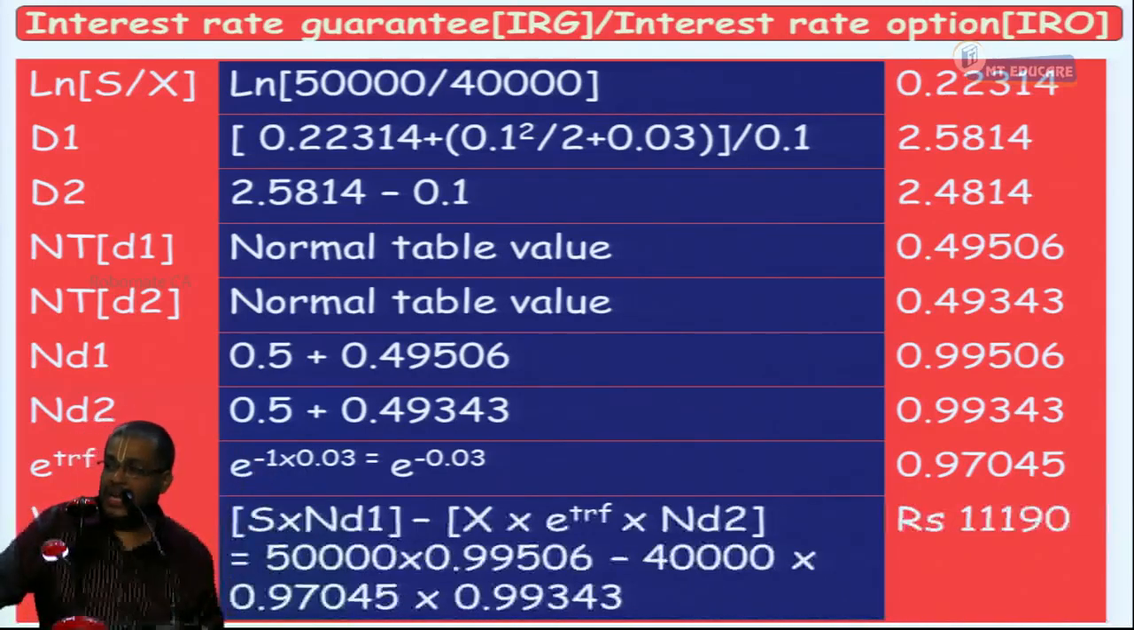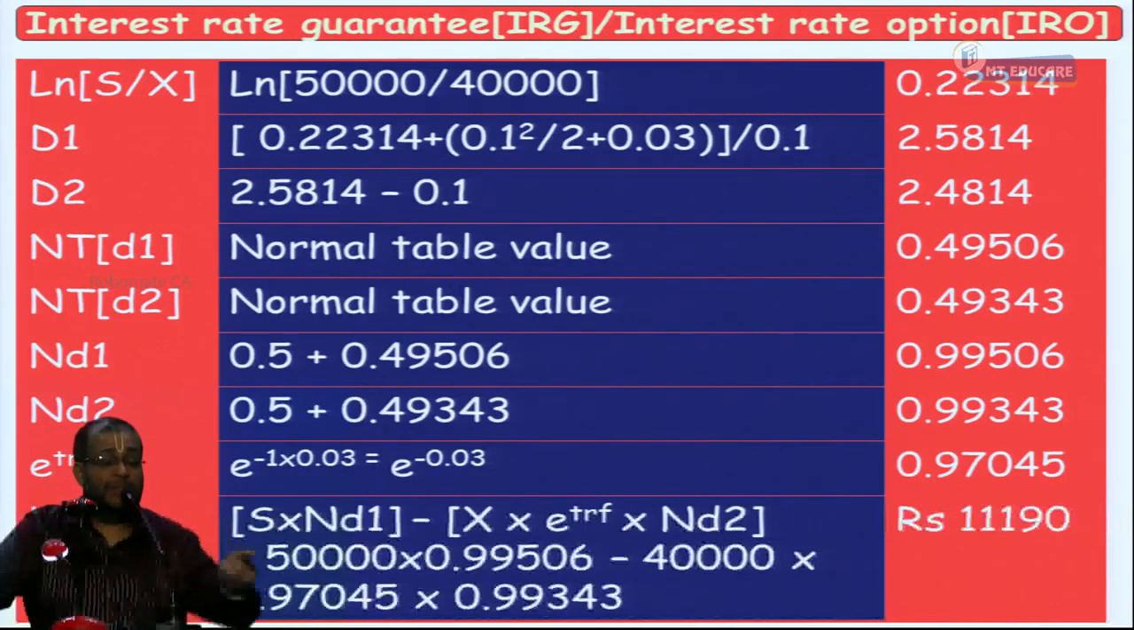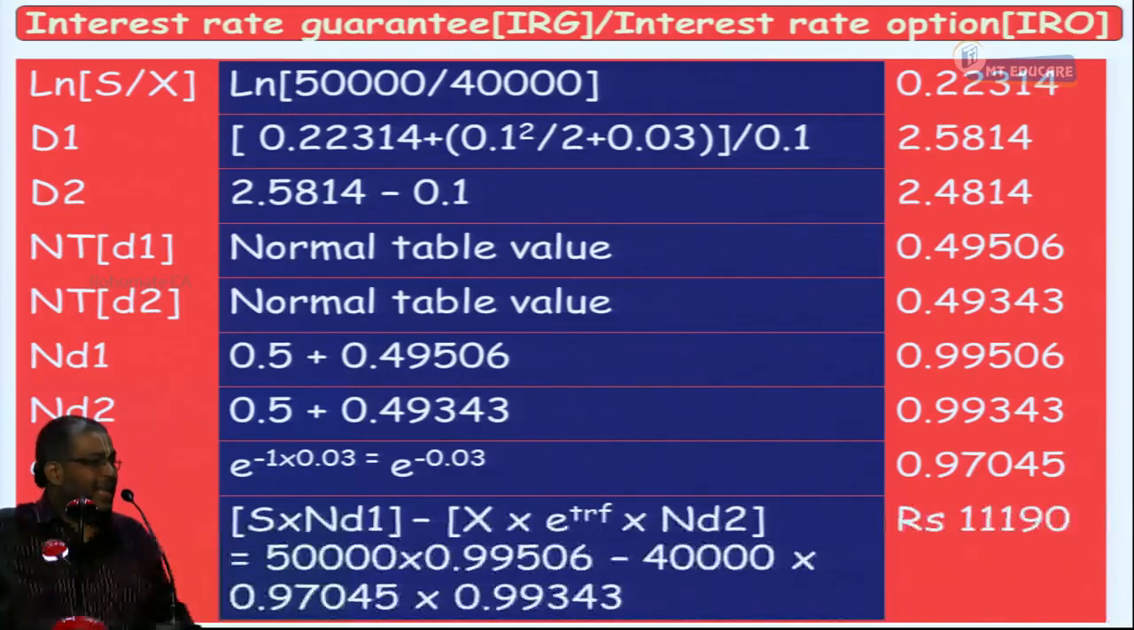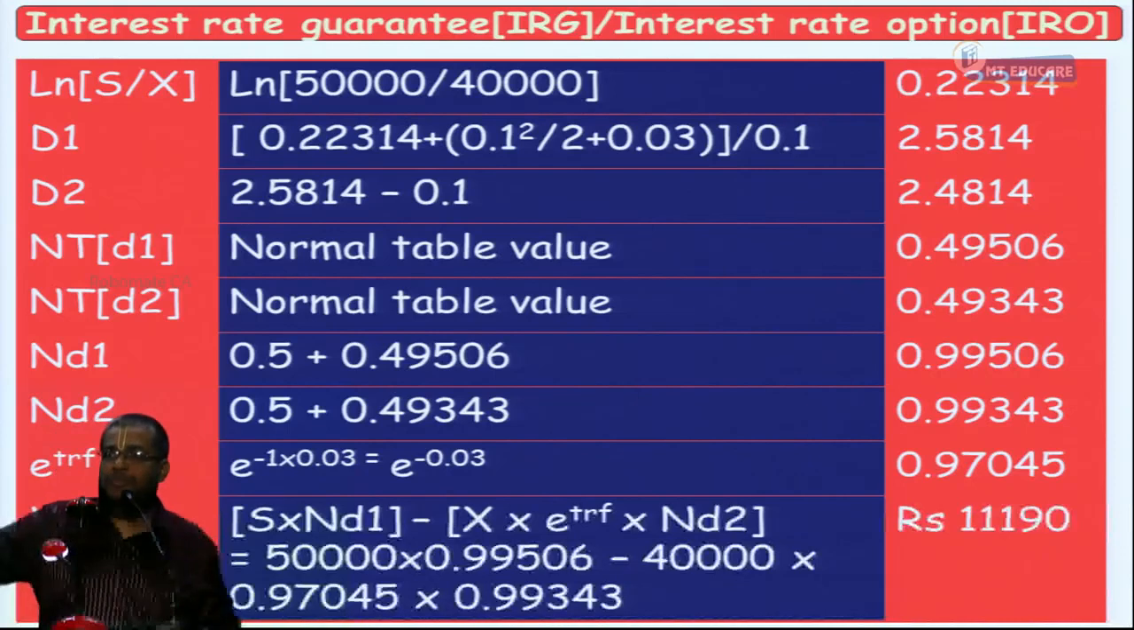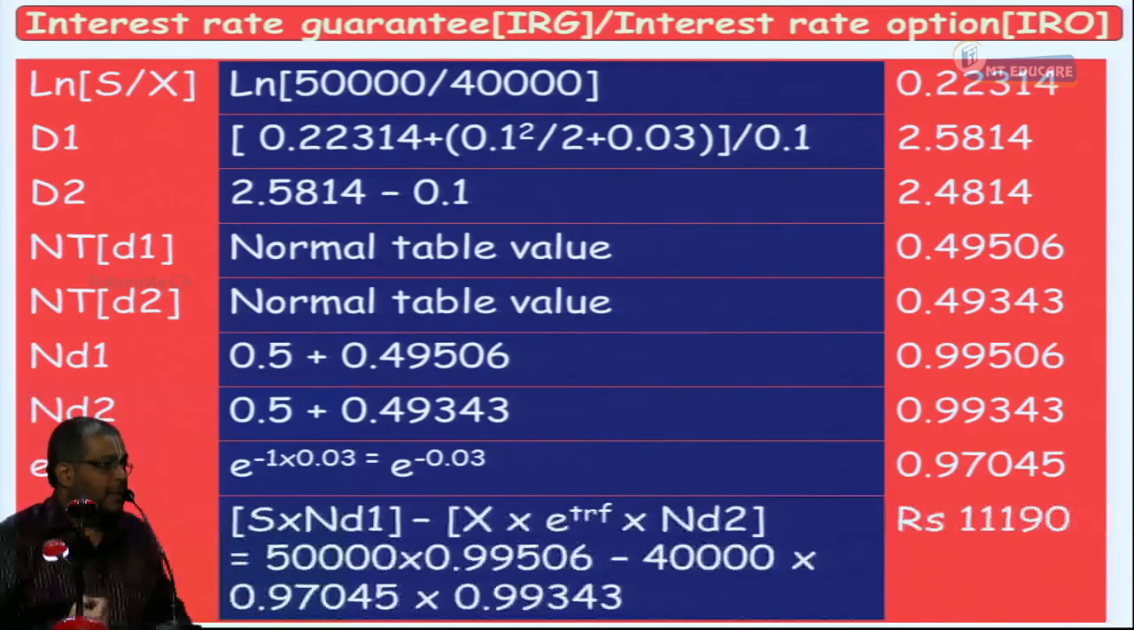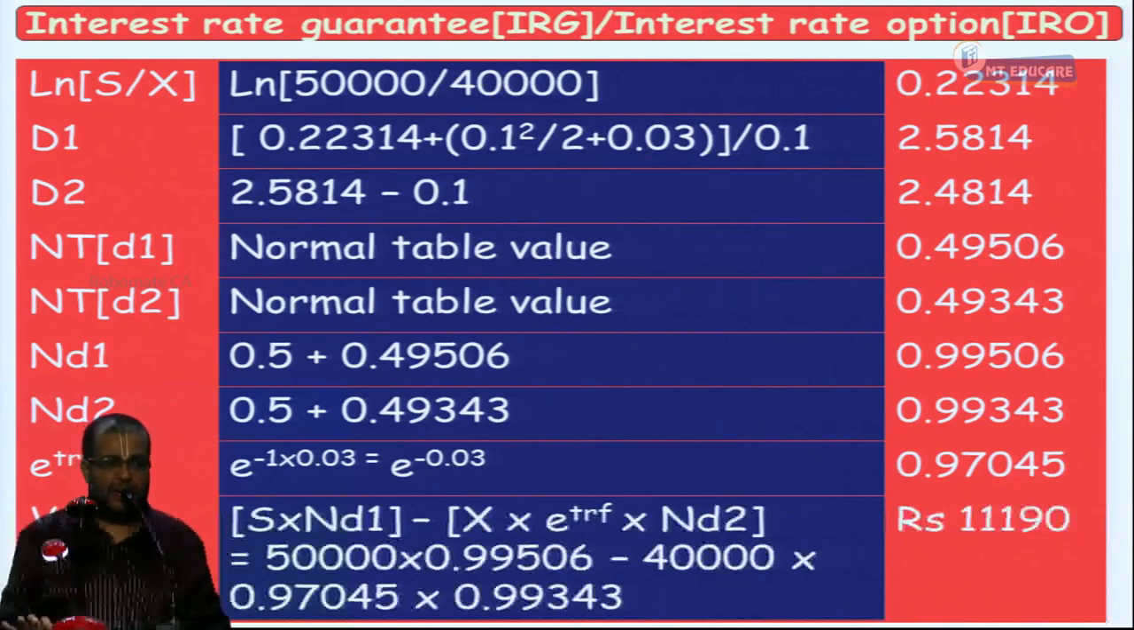How many rupees? 11,190 rupees should be the premium paid for this interest rate cap on a notional principal of 10 lakhs. I can even enter into a cap with a notional principal of 1 lakh or 5 lakhs and so on. So based on the notional principal only, interest is quantified and also the premium. So this is a premium on the interest rate call. Now write down.